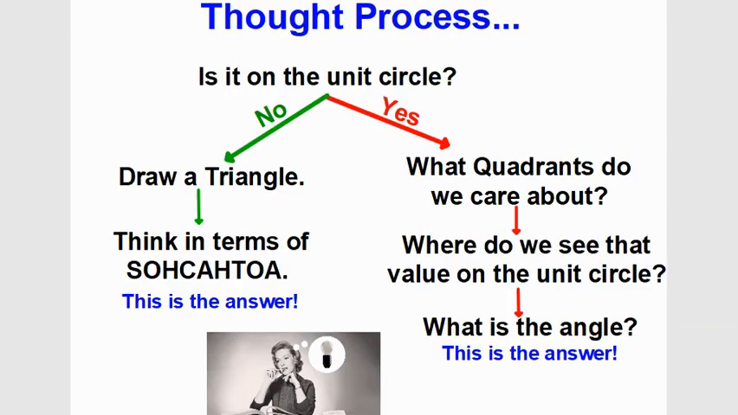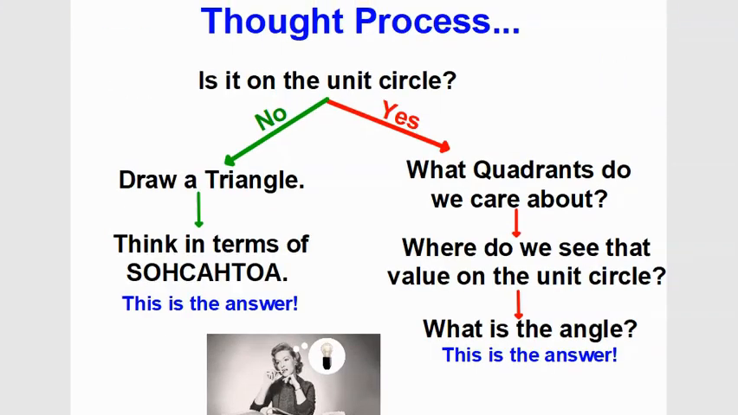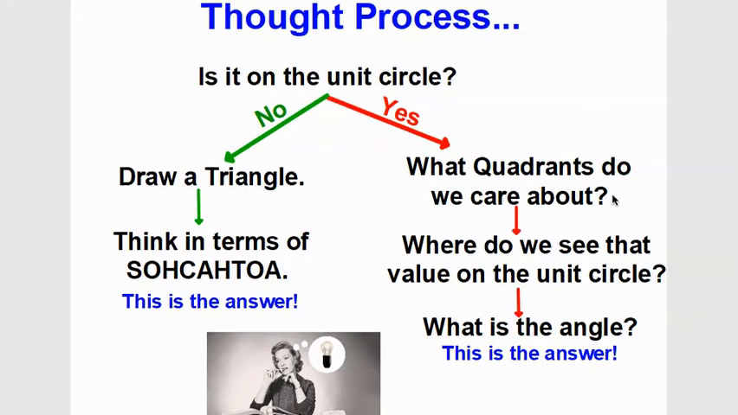So our thought process here is: is it on the unit circle? If it is, then we're thinking about what quadrants are we in? Where do we see that value on the unit circle? And then that angle is our answer. Okay, if it's not on the unit circle, we're going to draw a triangle. Notice that this time we won't actually find the angle. Instead, we're going to find the other trig functions in terms of SOHCAHTOA, x, y, and r. And this is our answer.